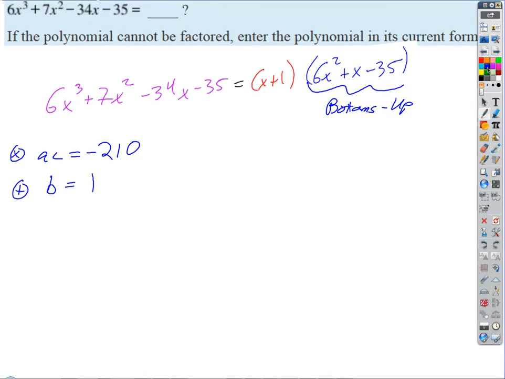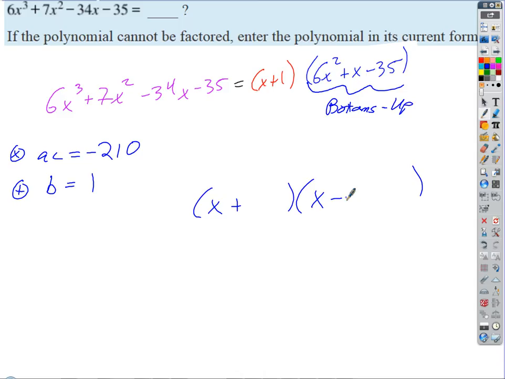So when we set this up, my magic numbers go here and here. What are the signs going to be? If they multiply to a negative, what's that tell you about the signs? Positive and negative, and if they add to a positive, the bigger one is positive. So we'll put the positive one first. That's going to be the bigger of the two. So now we just have to find those numbers that multiply to negative 210 and add to 1.